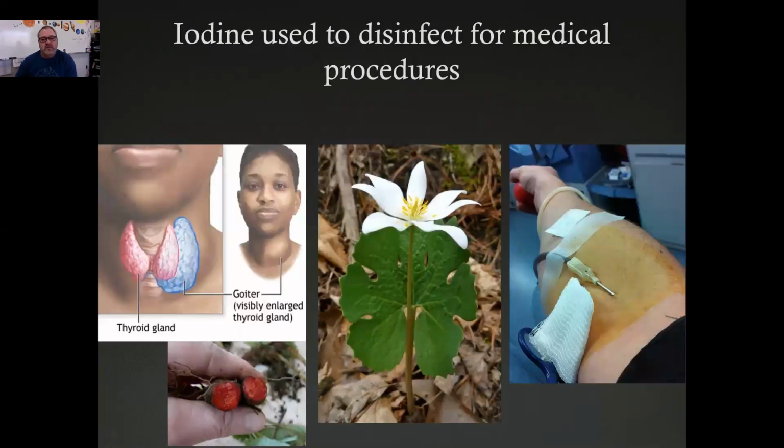Iodine is used for disinfecting things for medical purposes. Individuals that have an iodine deficiency can end up with what's called a goiter. It causes inflammation in their thyroid gland. Over here, you can see someone is donating blood, and they cleaned off that area with iodine because it kills all sorts of bacteria.